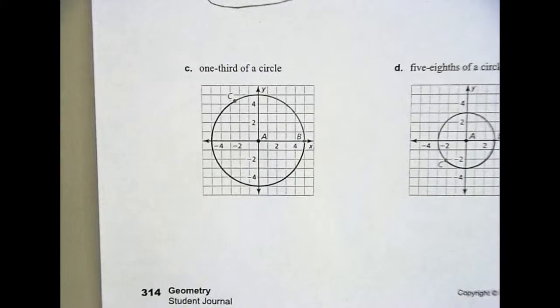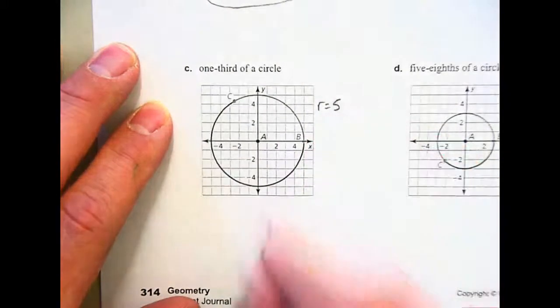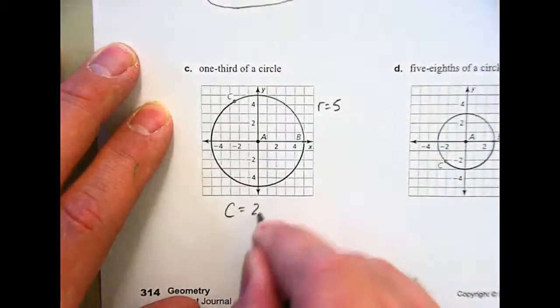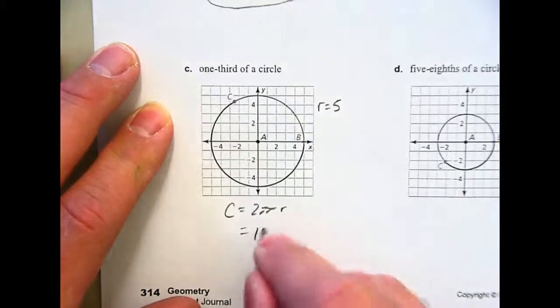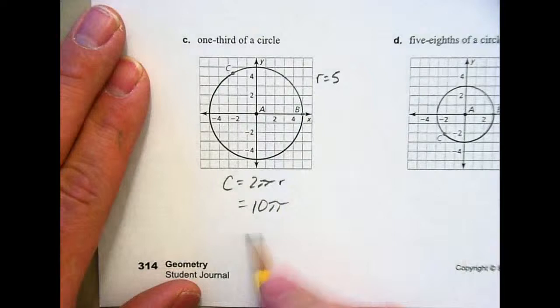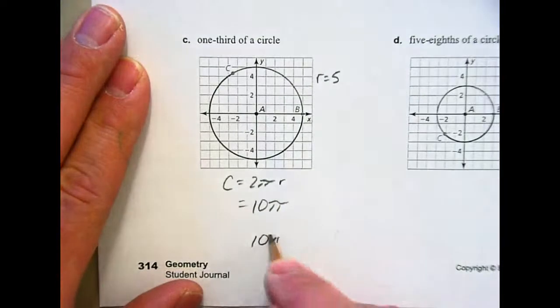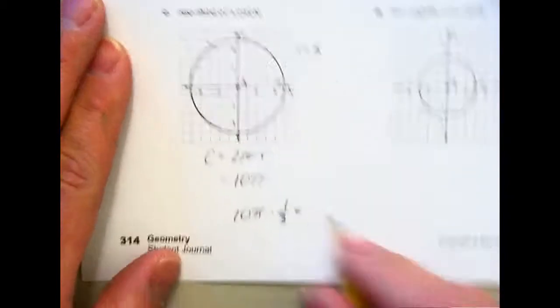Okay, 1/3 of a circle. It's not 8 anymore, right? What's my radius this time? 5 is the radius, so C equals 2 pi r, which is, in this case, 10 pi. What are we multiplying it by? 10 pi times 1/3, which is?